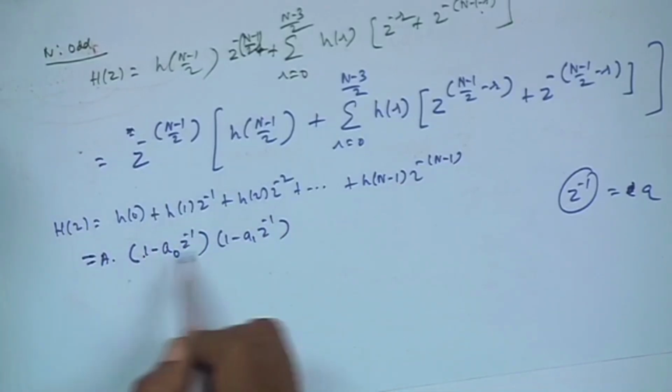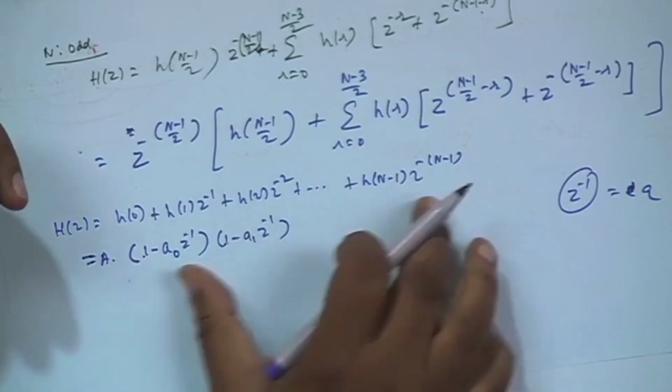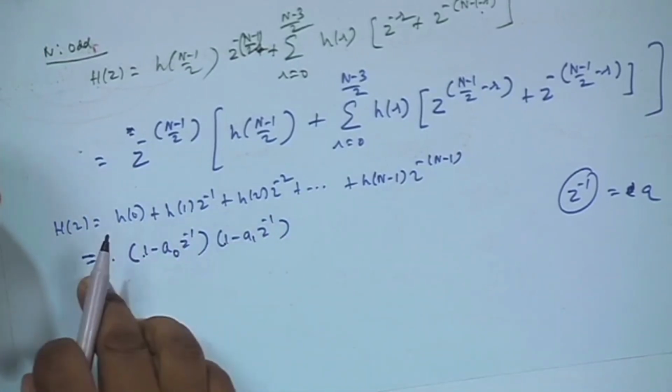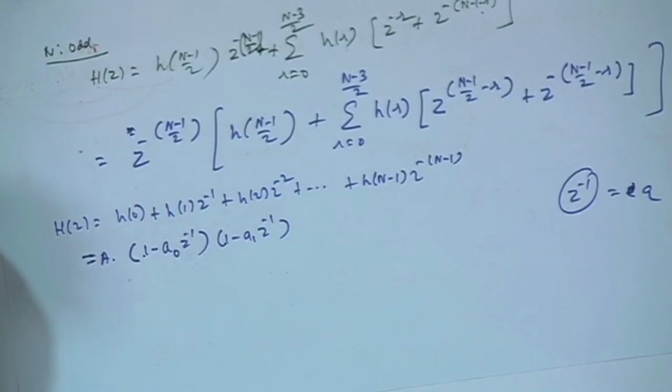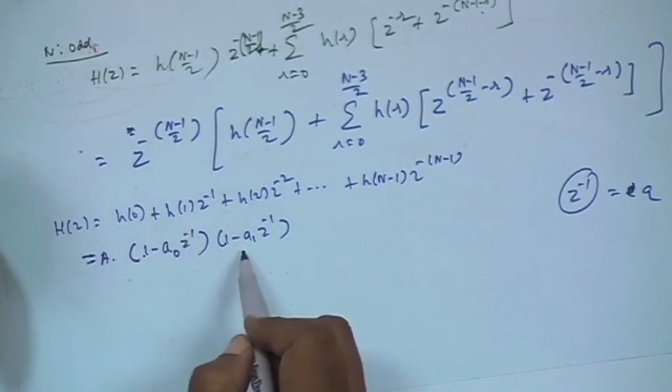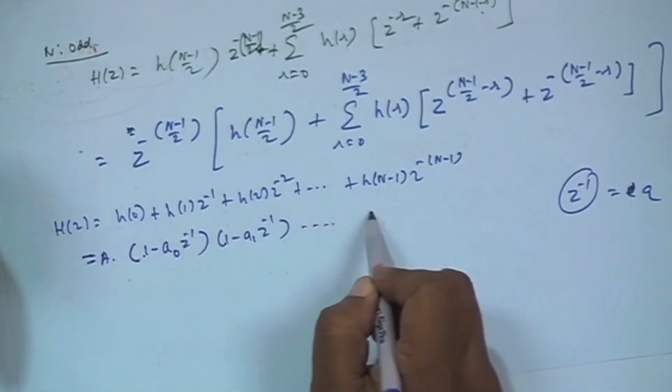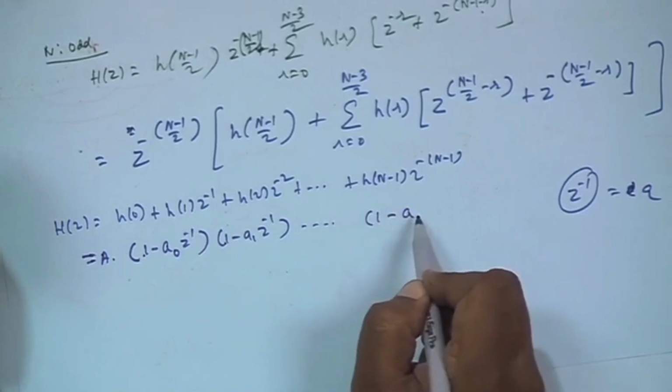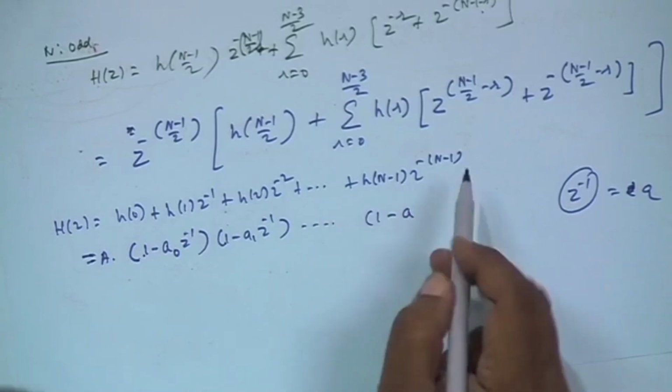I am forcibly keeping a 1 here, so that when you multiply the factors, the 1 times a gives this term h 0. So, 1 minus a 0 z inverse, 1 minus a 1 z inverse, like that dot dot dot up to 1 minus a, how many terms?